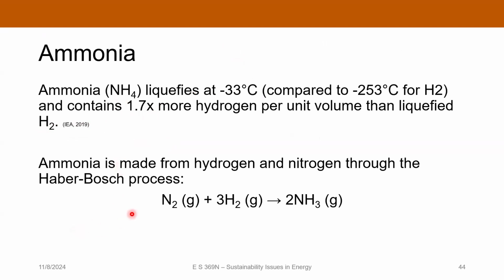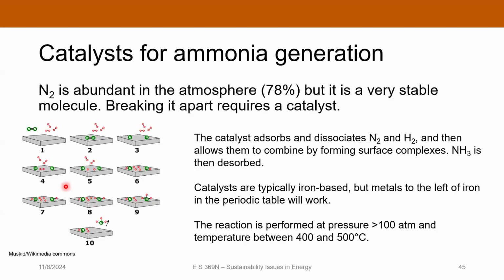You make ammonia by combining hydrogen and nitrogen. This process is called the Haber-Bosch process, and it requires catalysts because nitrogen is very stable. Okay, it's very abundant in the atmosphere, but it's very stable. And so you're going to use a catalyst. They're usually iron-based. You can use other combinations for that.